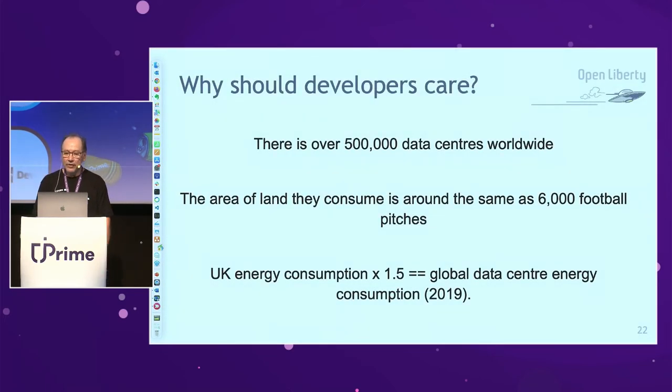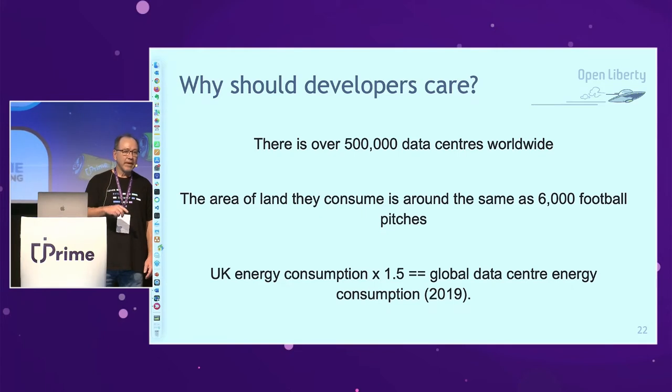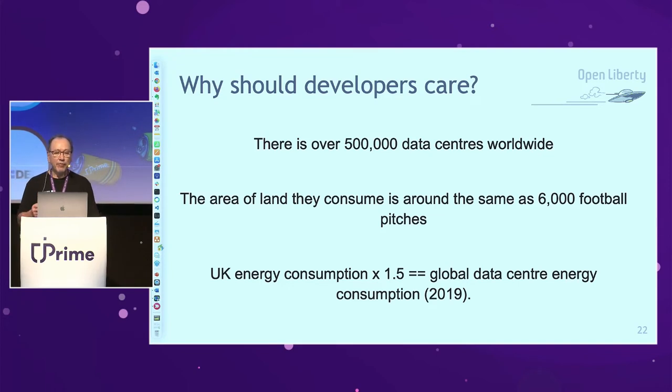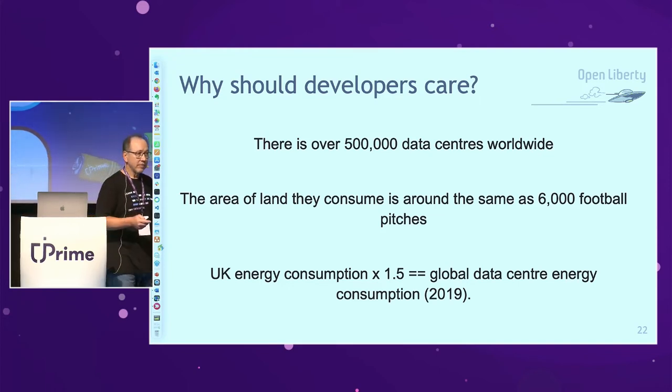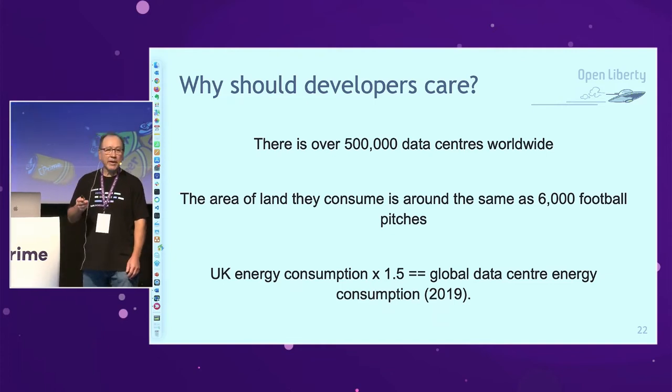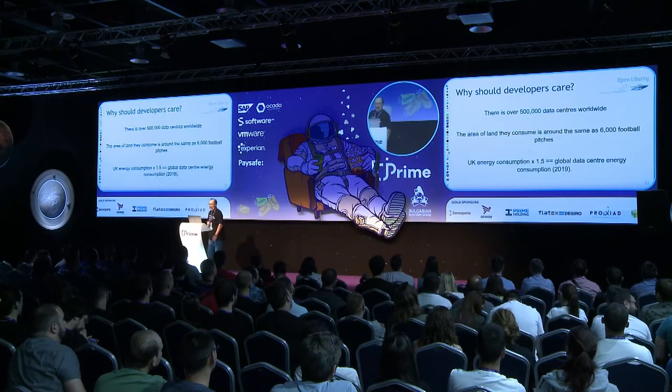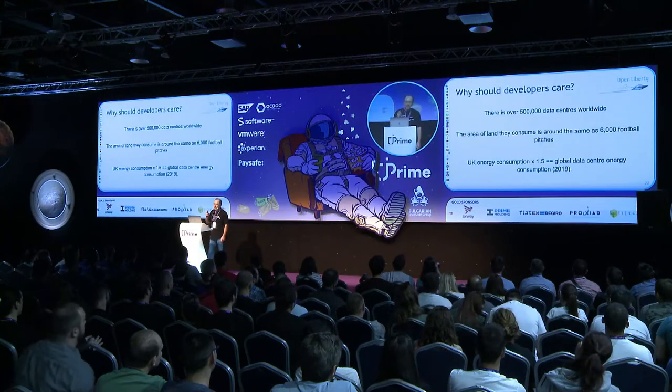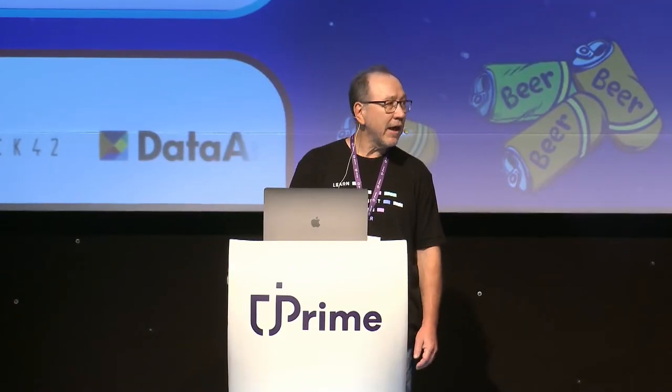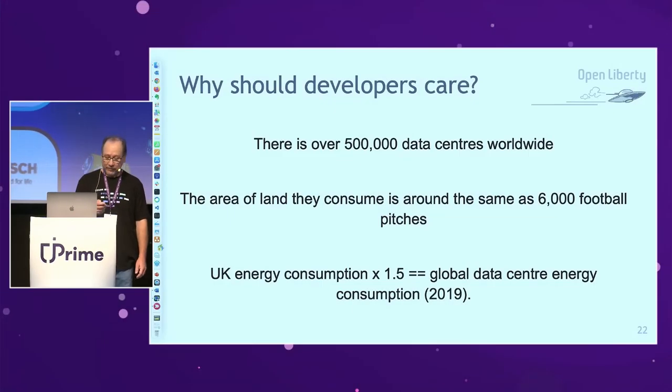So let's take a look at it from an energy consumption perspective. As of 2019, there are over 500,000 data centers worldwide. This does not include any Bitcoin mining. The area of land they consume is around the size of 6,000 football pitches. By the way, does anyone know how to translate that to American? Soccer fields, that's the answer. Anyway, the amount of energy used is 1.5 times the total energy output for the UK, which is staggering if you think about it. And the trend is getting worse, right?